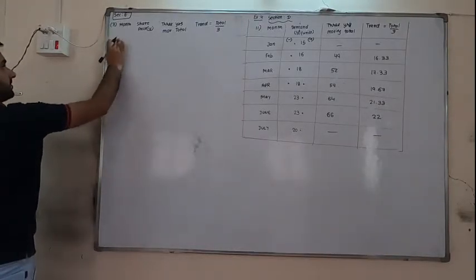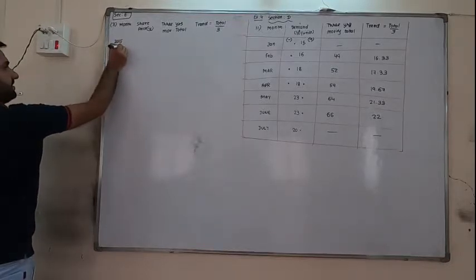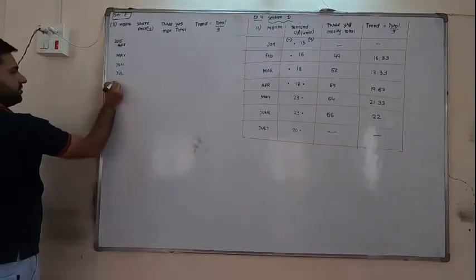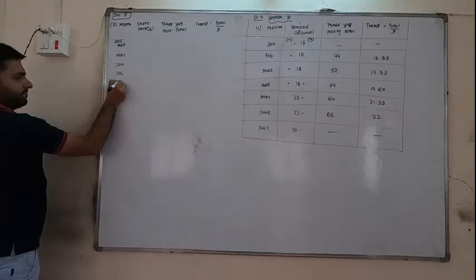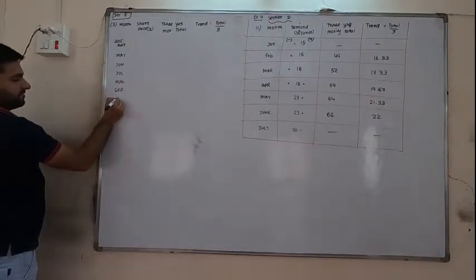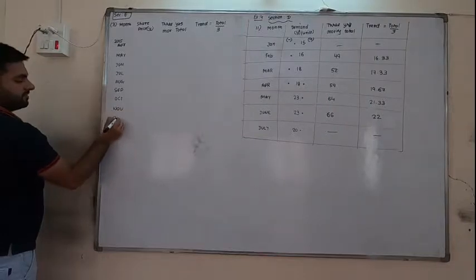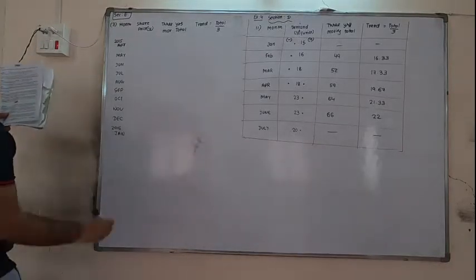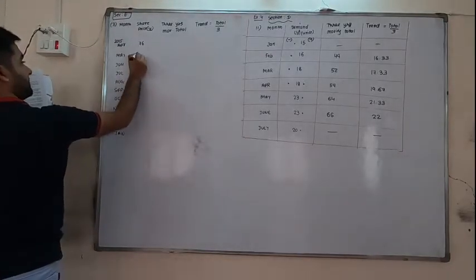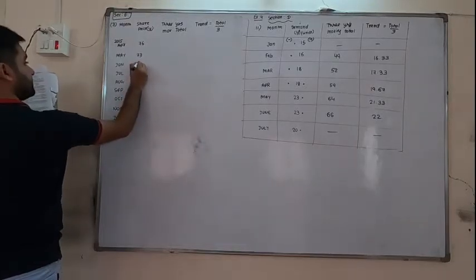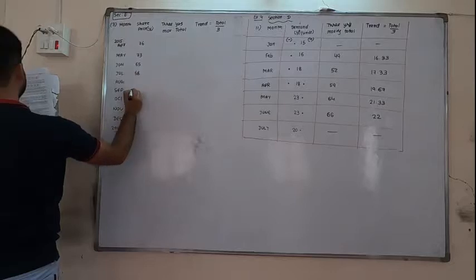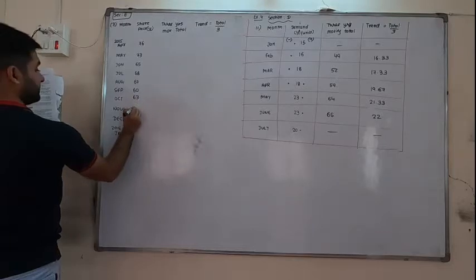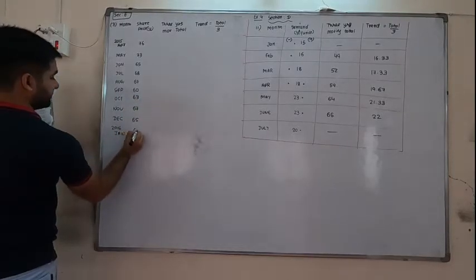2015 April, May, June, July, August, September, October, November, December, and 2016's January. 76, 73, 65, 68, 67, 60, 63, 67, 65, 66.